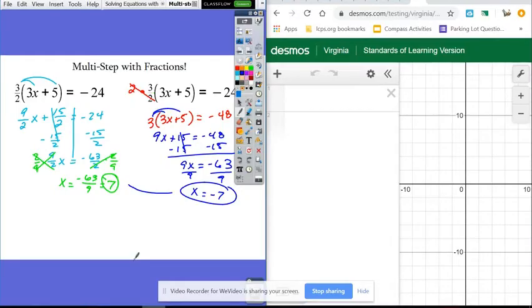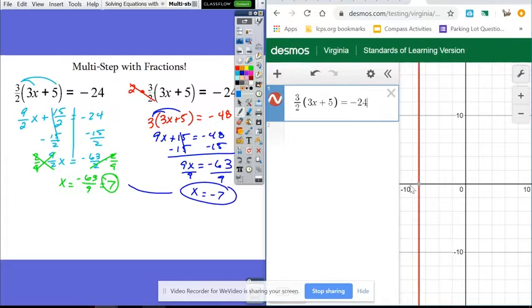Of course, if you were to have solved this, it would be foolish if you didn't take a moment to check your answer in Desmos as a reminder. So let's quickly check our answer in Desmos. So we have 3 halves times the quantity 3x plus 5 is equal to negative 24. And as you can see, it crossed at negative 7. So taking a moment just to check to ensure that we did get, in fact, the right answer is a wise choice.